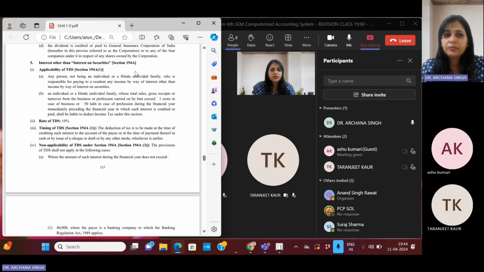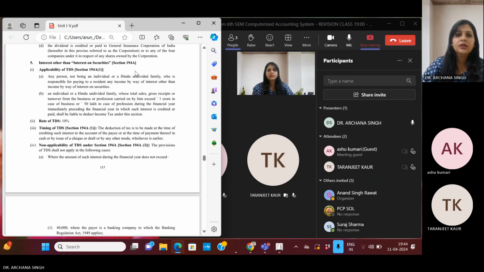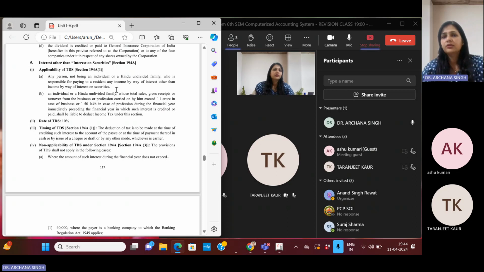Any person not being an individual or Hindu undivided family who is responsible for paying to a resident any income by way of interest other than income by way of interest on securities. So any person who is not an individual or Hindu undivided family and who is responsible for paying to a resident any income by way of interest other than interest on securities, then TDS will be applicable there.